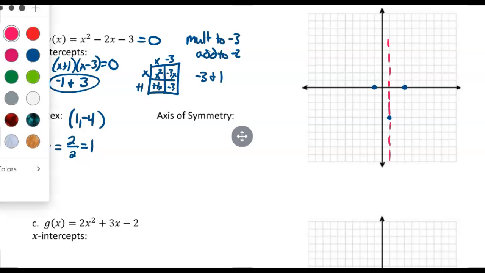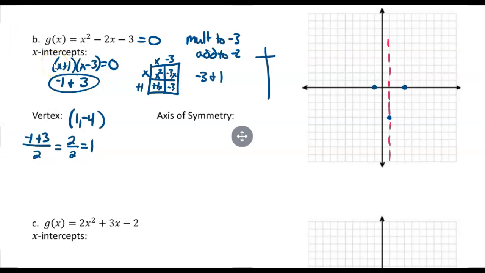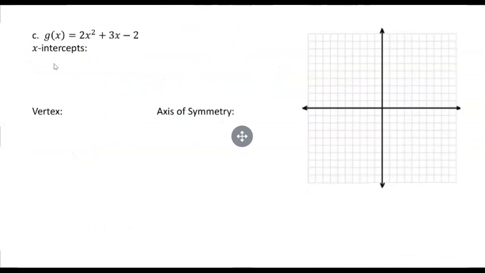Okay, so remember we need 5 points total. So what I'm going to go ahead and do is, since the vertex is at 1, -4, then a point to the right of that would be at 2. So I'm going to plug in 2 to the equation, and I get -3. So 2, -3 is right here, and reflect that over. All right, that's a lot better of a drawing. And then the axis of symmetry is x equals 1. Okay, and one more time over here.